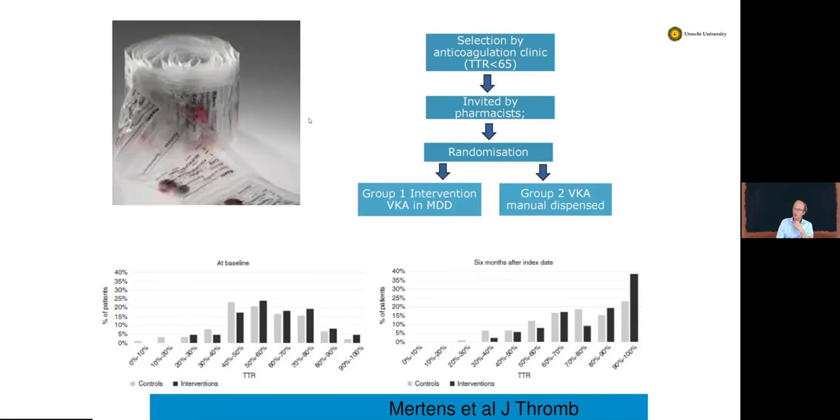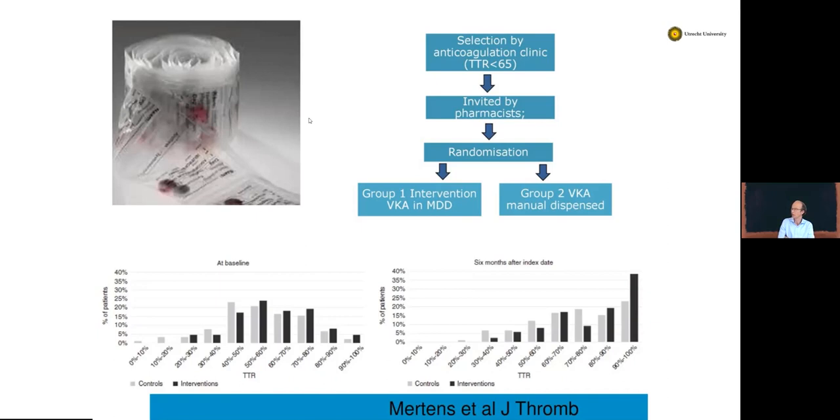Maybe what is interesting to see is that baseline patients were already better in therapeutic range than we expected. That had to do with the fact that the anticoagulation clinic selected patients on the basis of an INR in the past 6 months less than 65. But by the time the patients were invited and actually took part in the clinical trial, the INR range had already improved in a number of patients. But we see that it's not good. Many patients were between 40 and 50%, 50 and 60%, 60 and 70%. So still a lot of patients were not good at baseline.